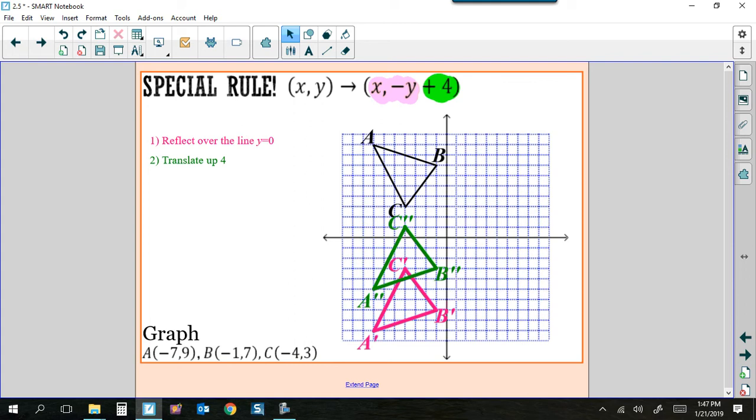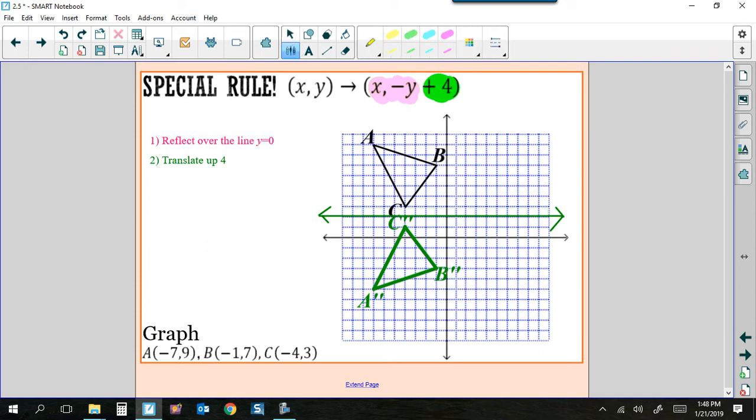So the reason this is a special rule, while it is a composite rule, it is describing reflecting over the y equals 0 line, translating up 4. If I were to go back here and just show you this. Wait a minute. Isn't that just like a reflection over a different line? Maybe like, I don't know, y equals, it looks like 1? No, 2. You are correct. So this is just reflecting over the line y equals 2. So this is a special rule in that it describes a composite transformation, but it's describing a single reflection.